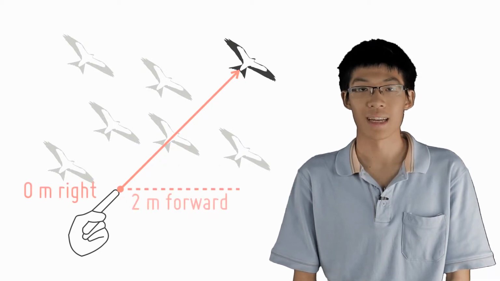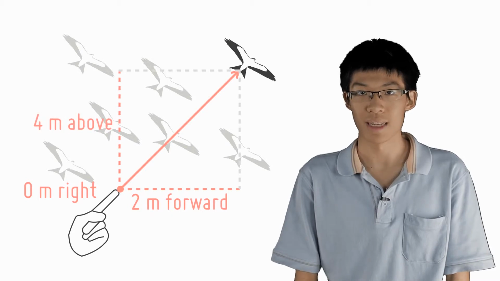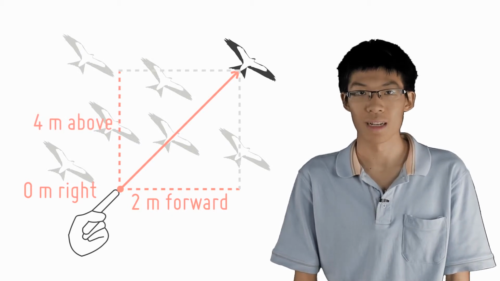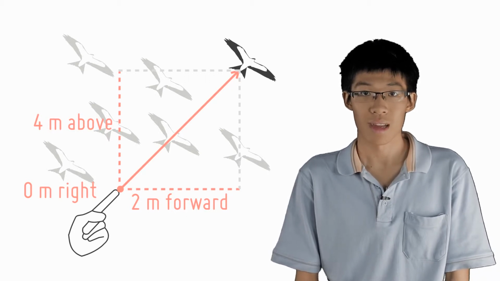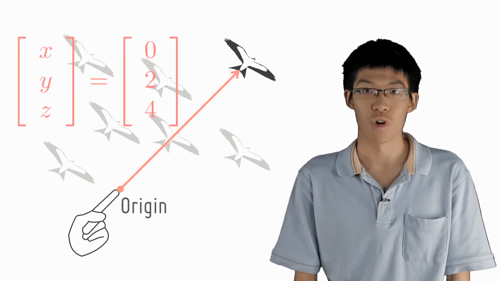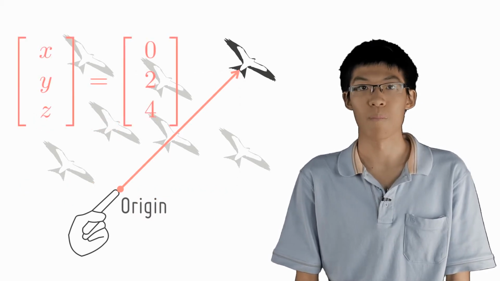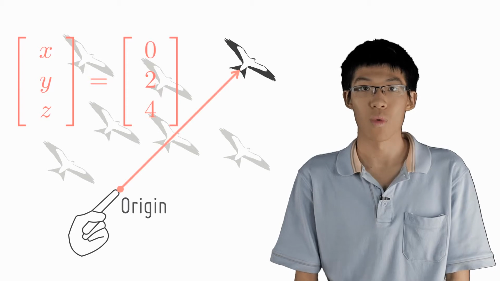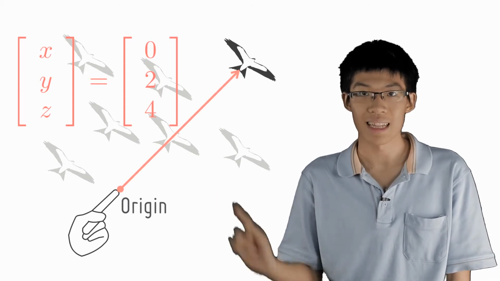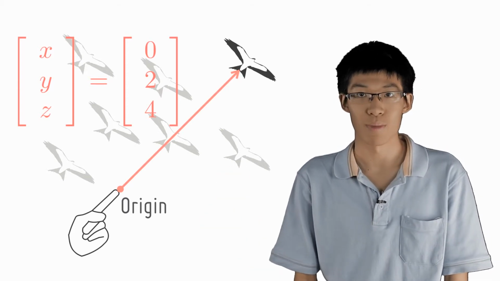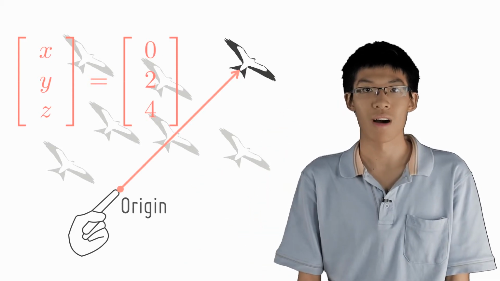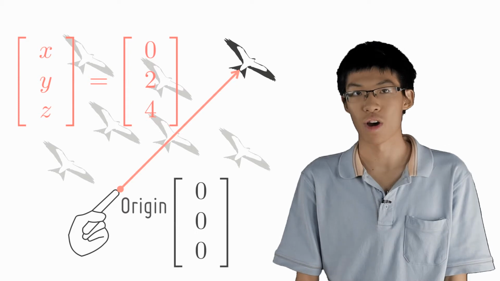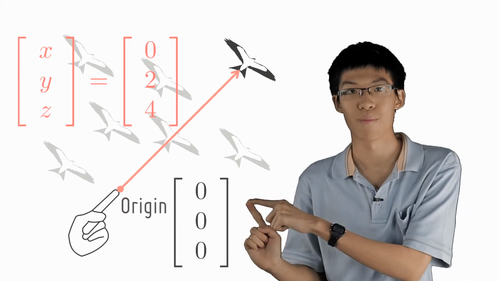The second way is that I could say 0 meters to the right, 2 meters forward, and 4 meters above my fingertip. Then everyone will be able to know which bird I'm talking about. I could write this as a bunch of coordinates x, y, z equals 0, 2, 4, where x is the axis pointing right, y is the axis pointing forward, and z is pointing upwards. All this while, I've been taking my fingertip as the origin, the point 0, 0, 0.